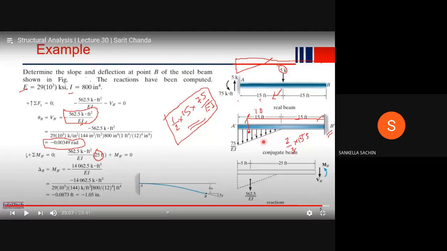Sir, I understood, sir. It's a bit easier compared to the previous ones. Okay. So, what did you understand? Can you explain to me quickly? What is this method?